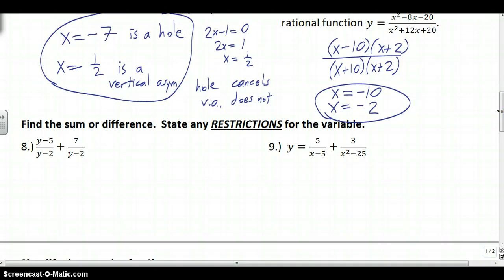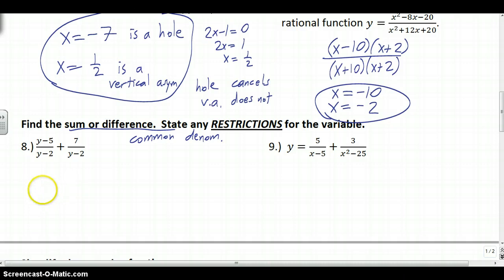And lastly, find the sum or difference. Remember to add or subtract fractions. By the way, you'll notice it says state any restrictions. You need common denominators, only for adding and subtracting. Well, you notice they both have a y minus 2. They already have common denominators.